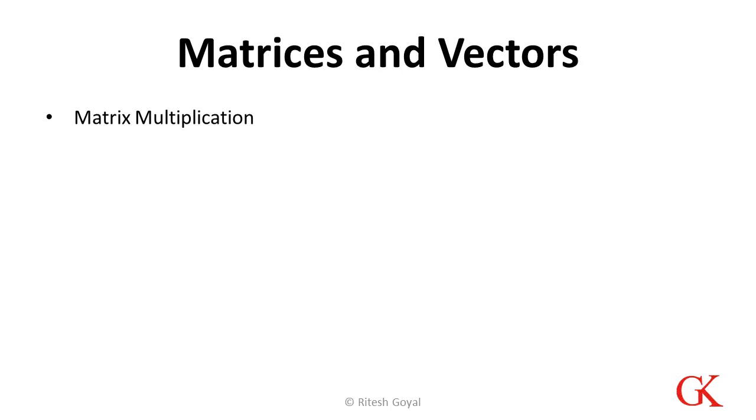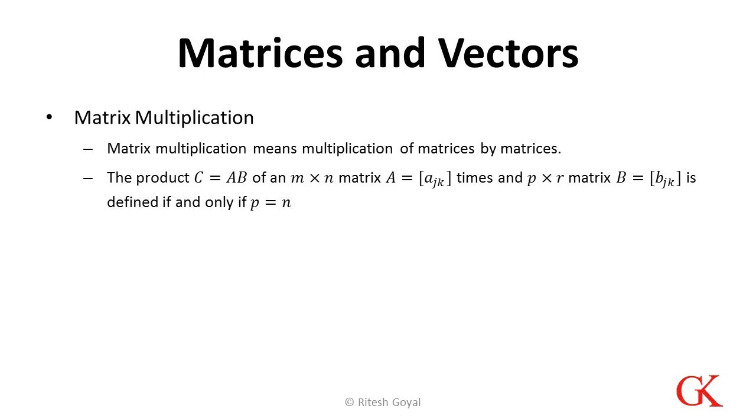Matrix multiplication. Previously we have seen when we multiplied a scalar to a matrix, we obtained the result as another matrix of the same dimension. Now we want to multiply two matrices. We are having a matrix A and matrix B. We want to multiply both of them. So we say the multiplied matrix is C, which can be represented as AB, where A is of m cross n size, B is of p cross r size.